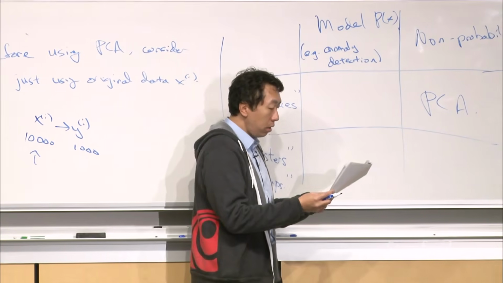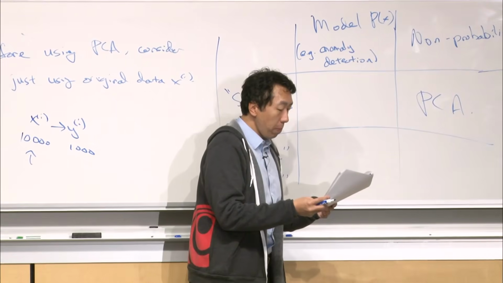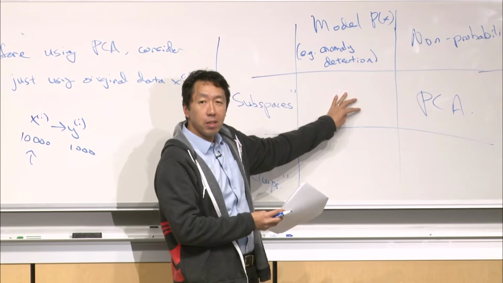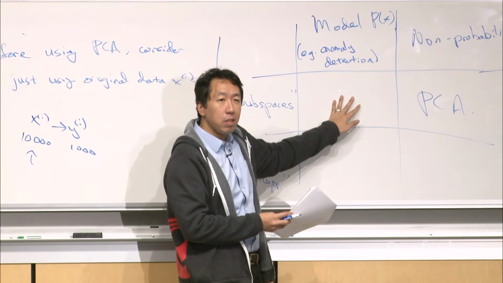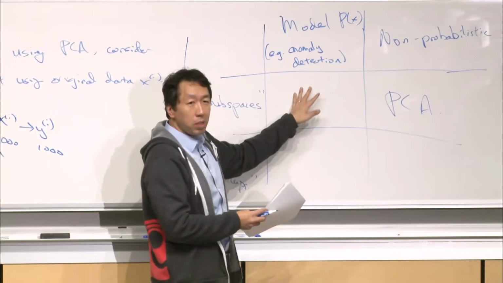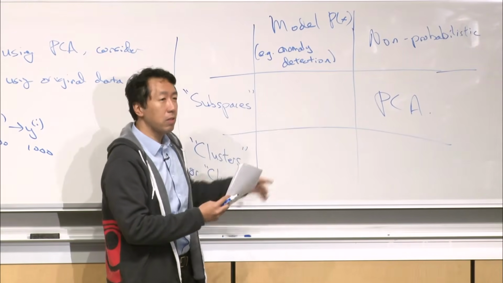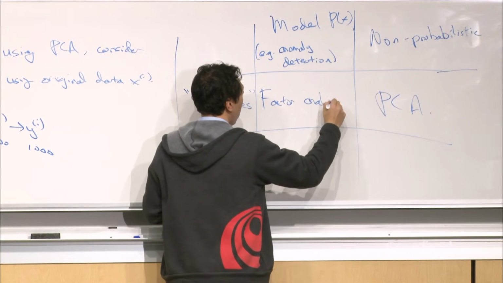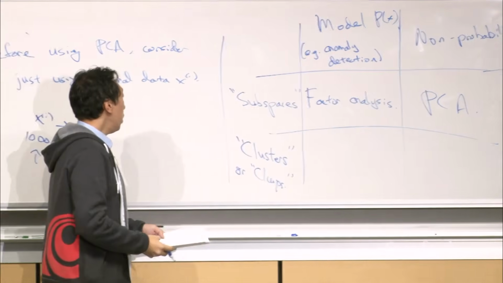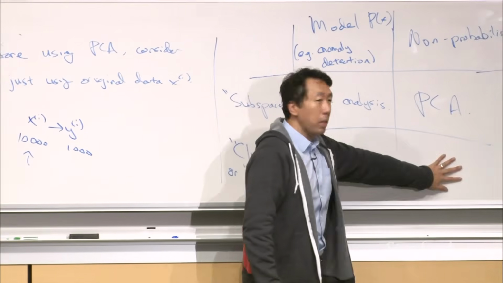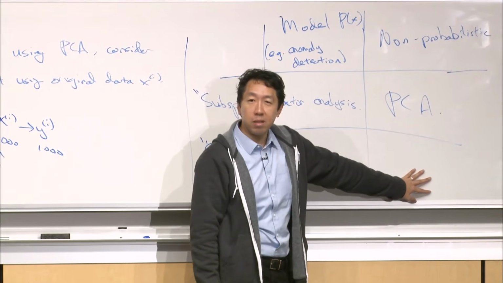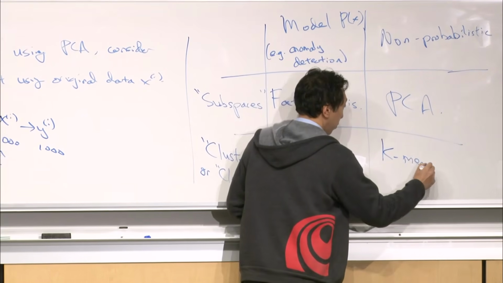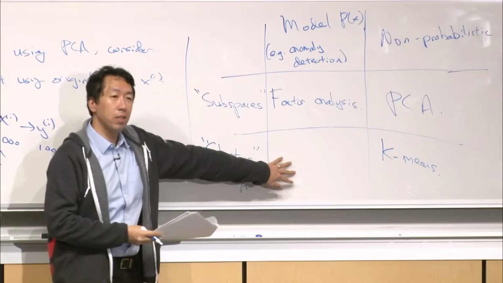Actually, anyone? What should go in here? If you think your data lives in a low-dimensional subspace, and you want to model P of X, what's the algorithm? That's it. Cool. Awesome. How about here? Non-probabilistic, your data lives in clusters. K-means, awesome. And then here?